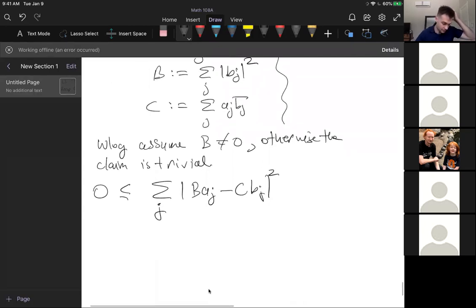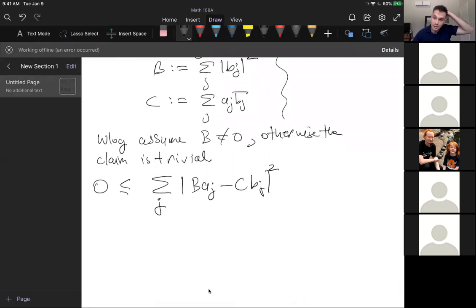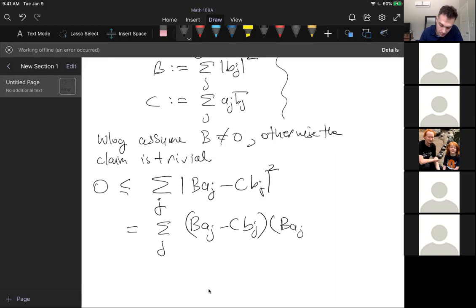So I'm just going to expand, but the way I'm going to expand is by multiplying each element by its conjugate. So this is going to be equal to the sum over J of itself, and then I'm going to take the conjugate of the whole thing and distribute that over the subtraction. So this will be BAJ bar minus CBJ bar. Note here that I didn't put the bar above B. I can forget about it because it's just real. B is real.